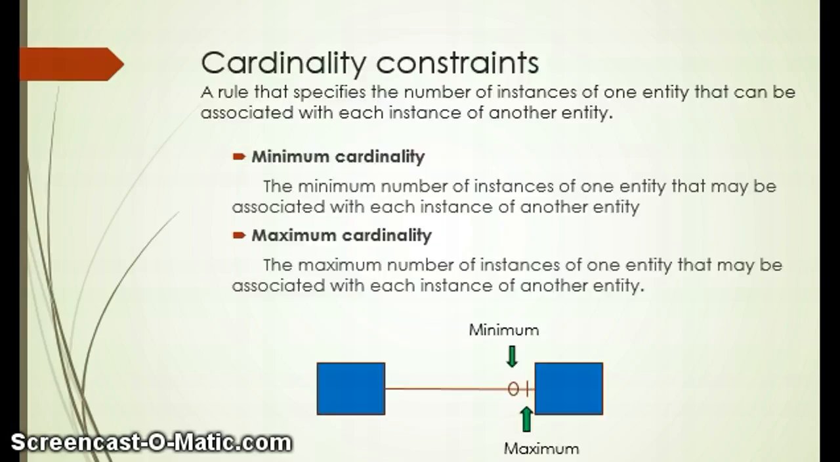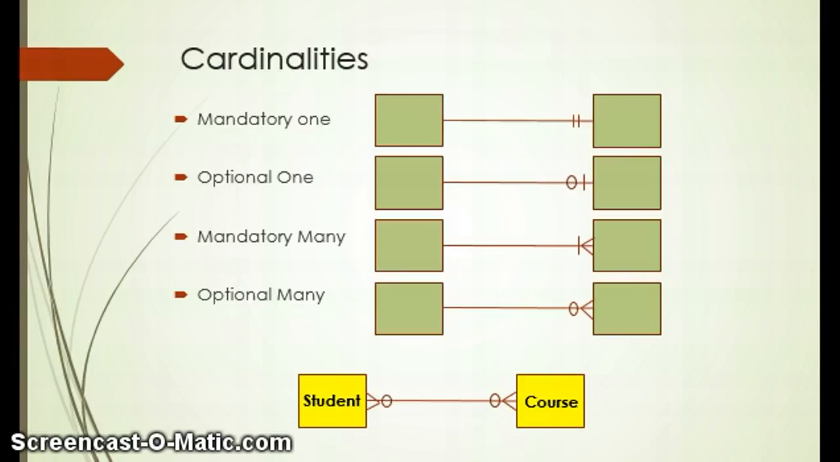Cardinality constraint is a rule that specifies the number of instances of one entity that can be associated with each instance of another entity. There's a minimum cardinality and a maximum cardinality. The position of cardinality signifies the minimum and maximum. In this case, O is the optional minimum and the dash is the maximum one.